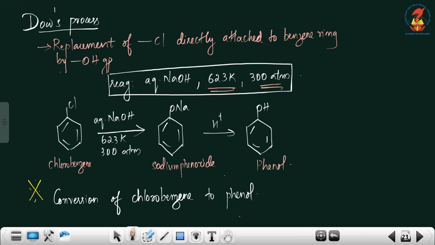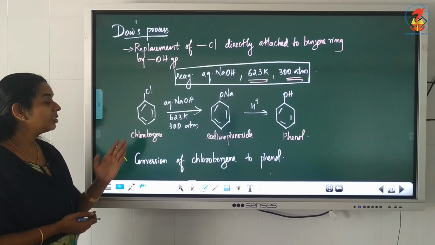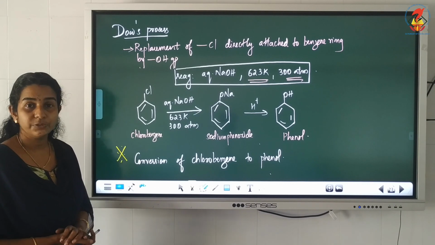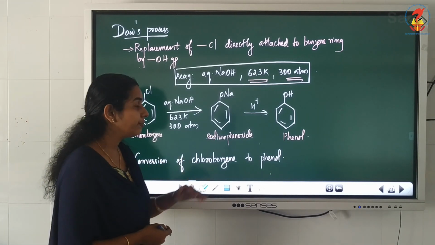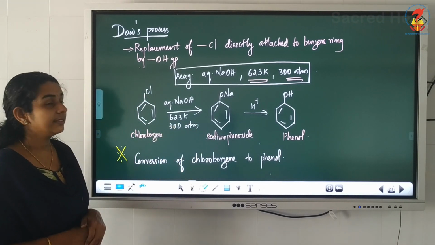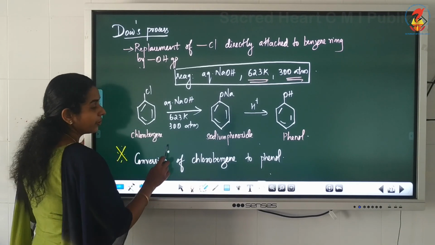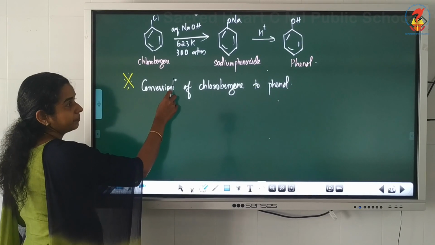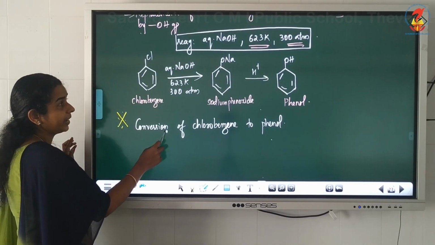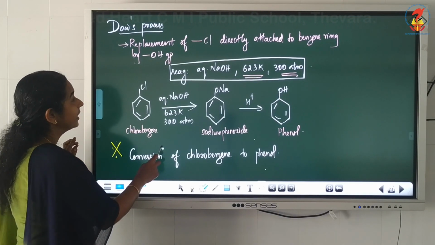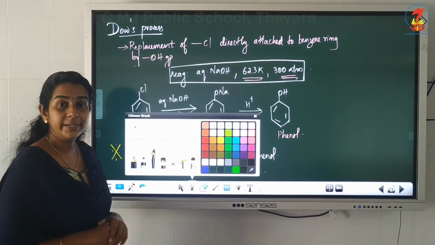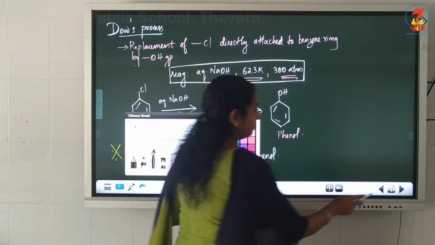Chlorobenzene will be treated with aqueous NaOH at 623 Kelvin and 300 atmospheric pressure. We get sodium phenoxide, followed by acidification we get phenol. So it is a conversion of chlorobenzene to phenol. So, a very important reaction, Dow's process.